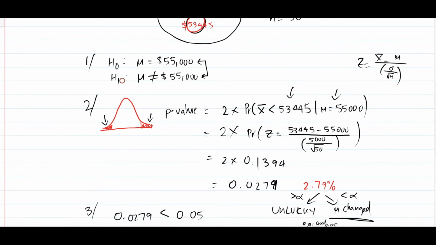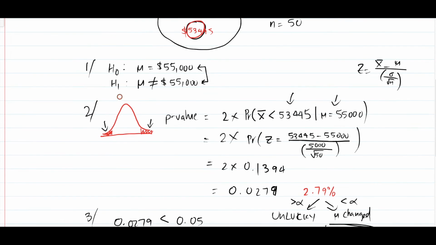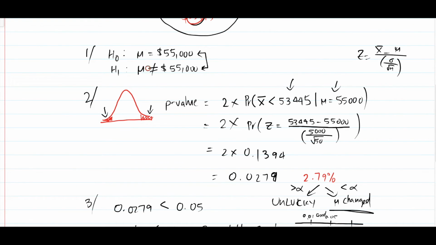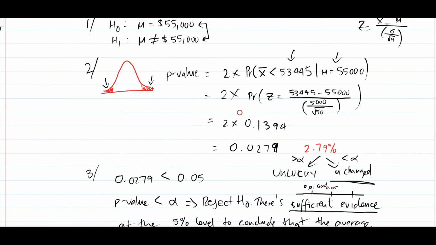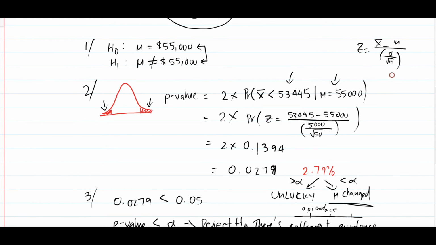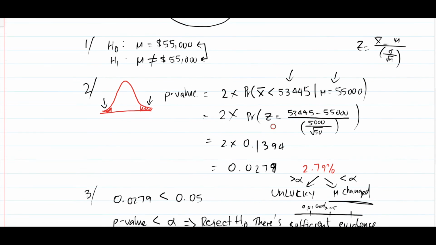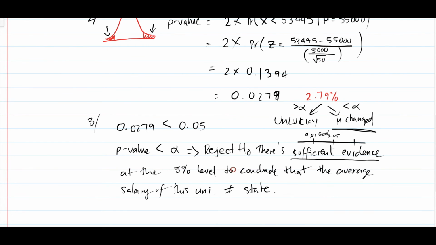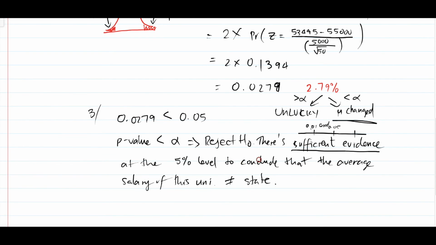But aside from that, guys, that's how you do your hypothesis testing. Step number 1, go through your null and alternative. Step number 2, find your p-value, and remember to use the normal distribution formula for sampling. And step number 3, you compare your p-value to your significance level, and you should be able to conclude your answer at the end. So that's how you answer this question.